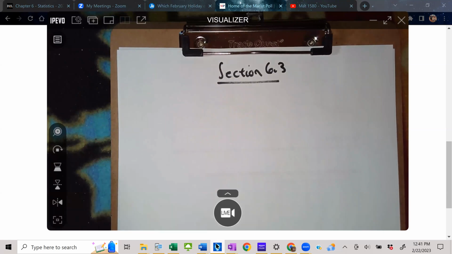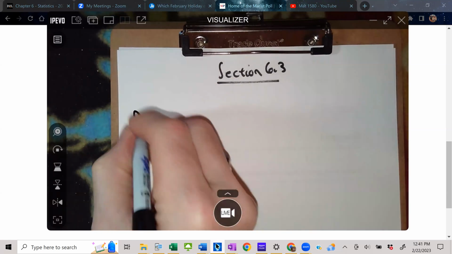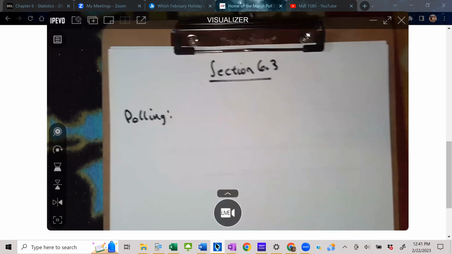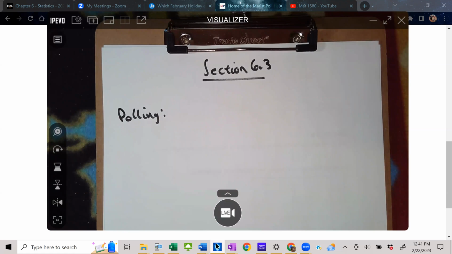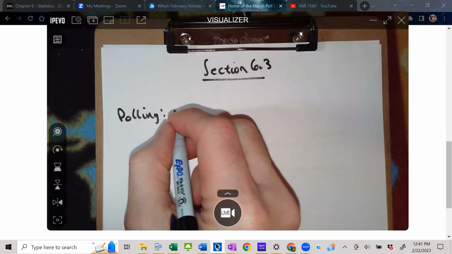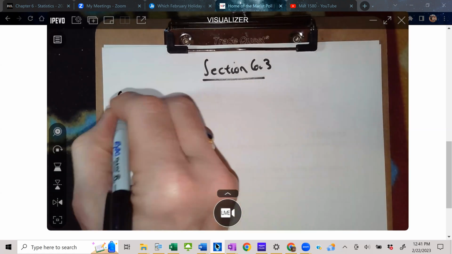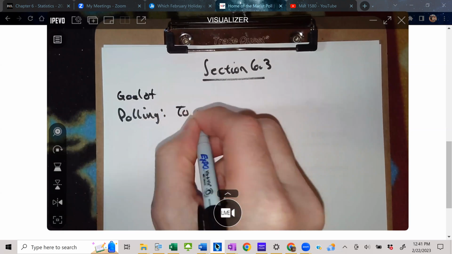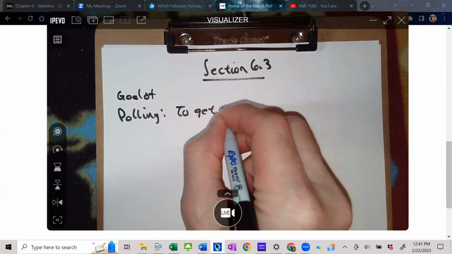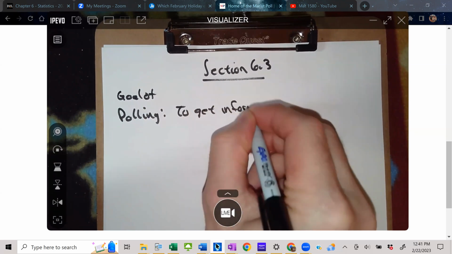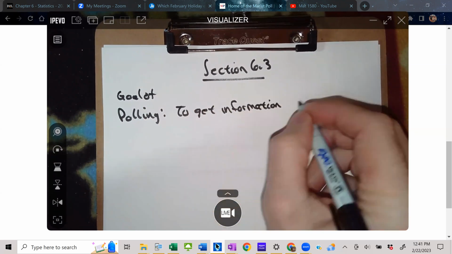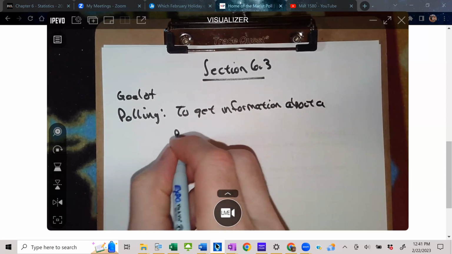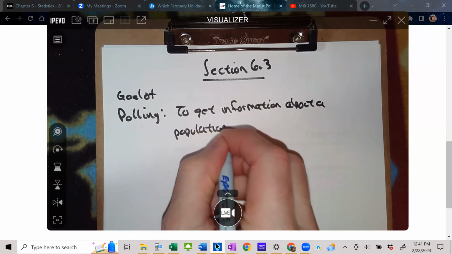Now, the goal of polling is to try and get information about a population parameter.